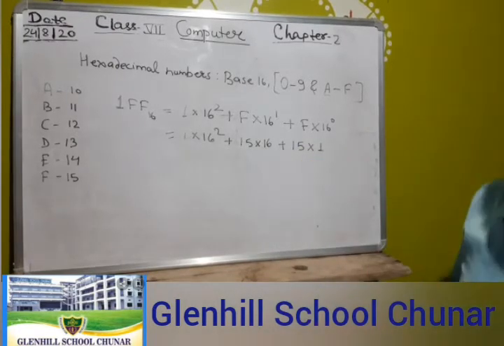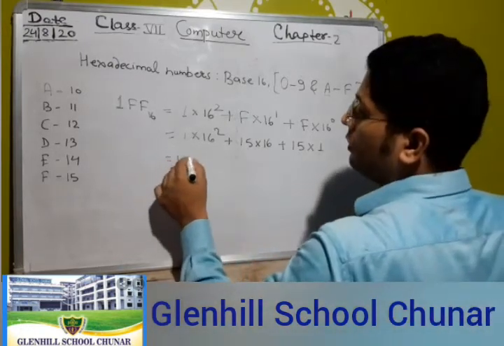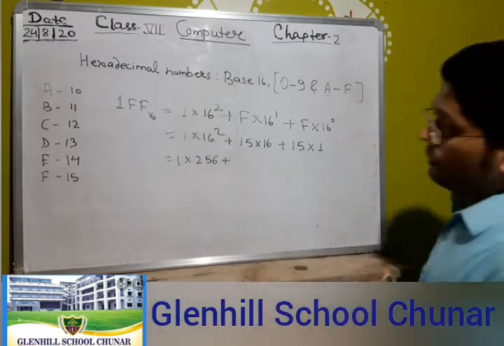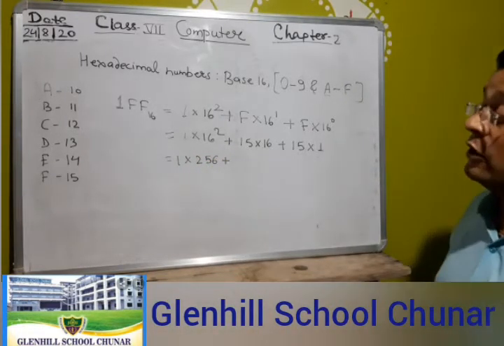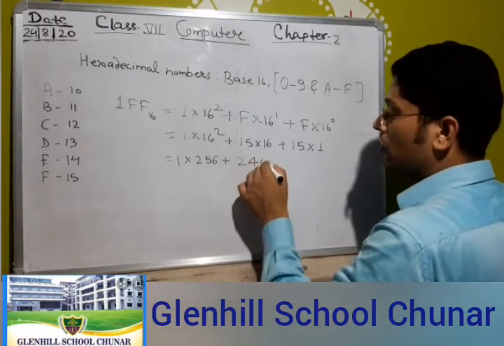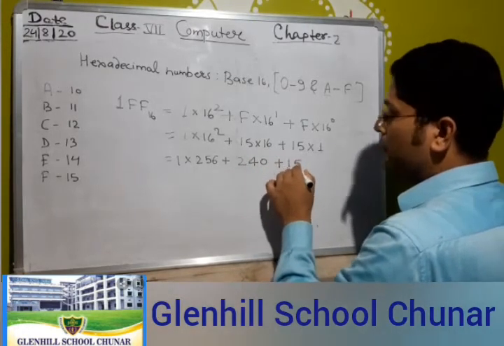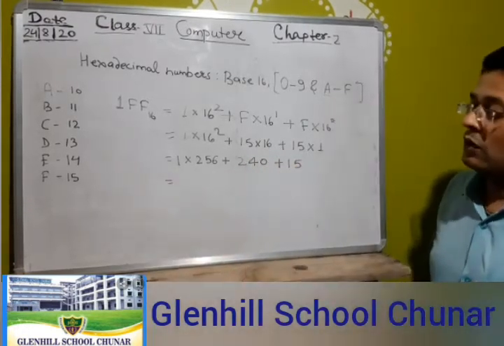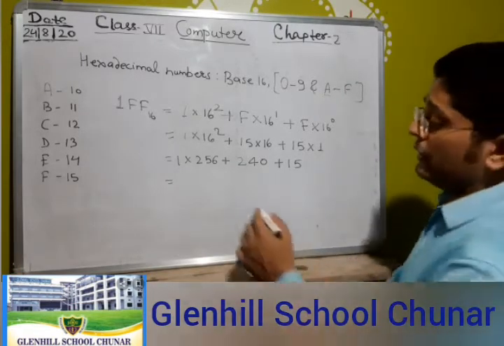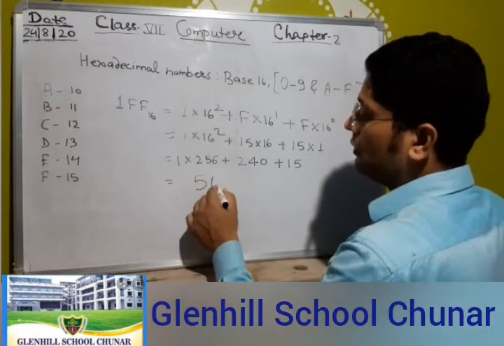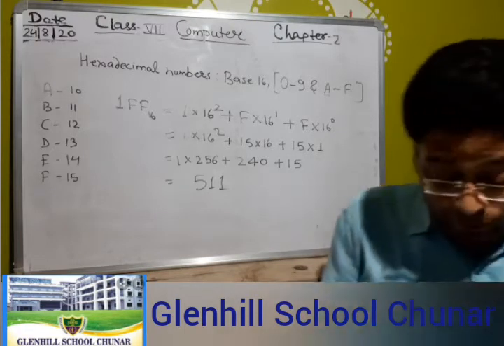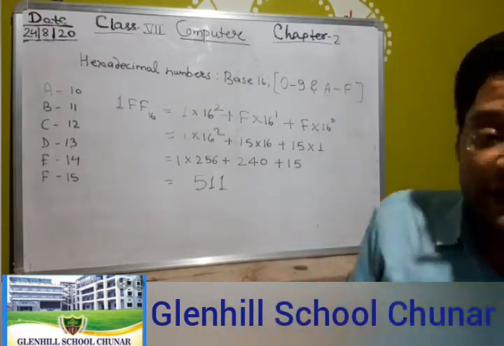So 16 square is 256, and 15 into 16 is 240, and here 15. The total of the number is 511. So this is an example of hexadecimal.